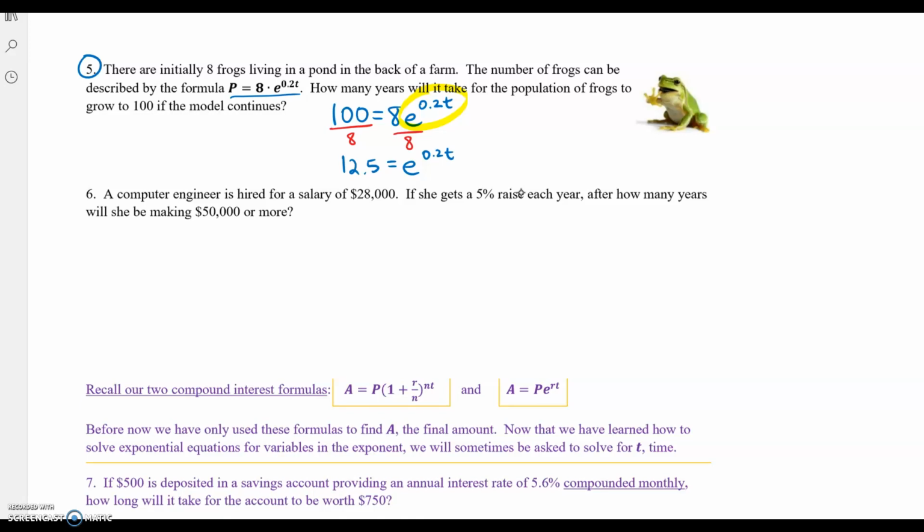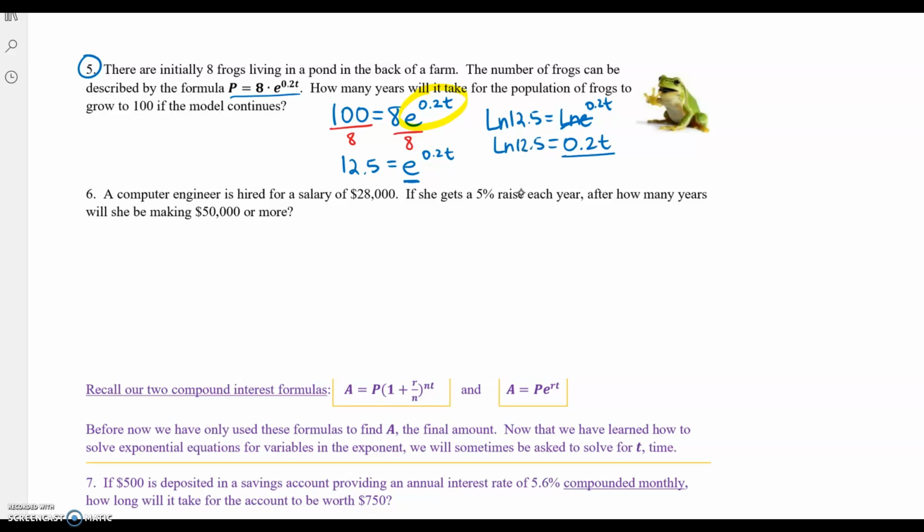And then we want to use our strategy for solving for a variable that's in an exponent by taking the log of both sides of the equation. And in this case, because the base of this exponent is e, I want to take the base e log of both sides of the equation. So that would be the ln. So I'm going to ln both sides of the equation. And when I ln e to a power, ln is log base e, and since the base of the exponent is e, those cancel out. So that's just 0.2t is equal to the ln of 12.5.